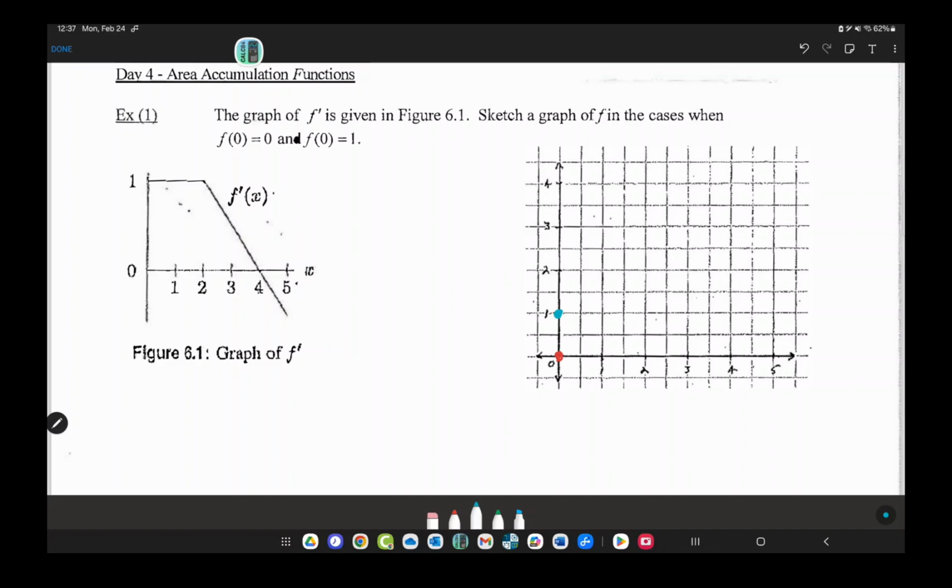Now, again, since we're given the derivative function, we are given the slope. So what is the slope of f from 1 to 2? It's 1. So that means for both 1 and 2, the slope is 1. So at 1, I should get 1, and at 2, I should have 2. So that's why I have a nice little constant function. Now, if I'm starting at 1, I should have an up 1 and up 1 constant function.